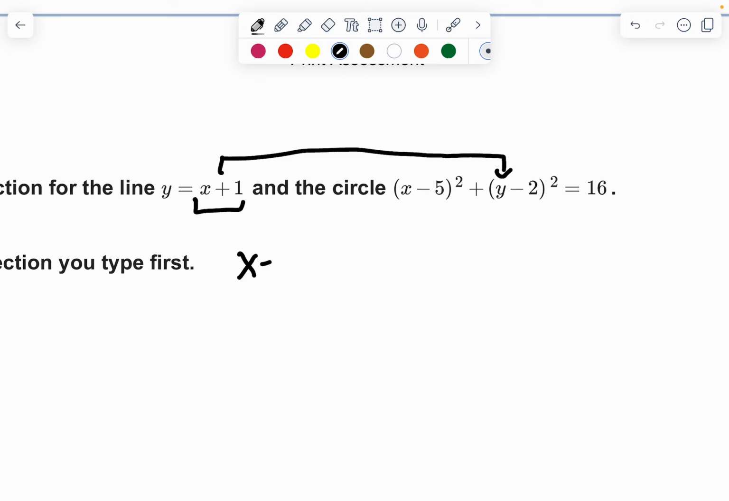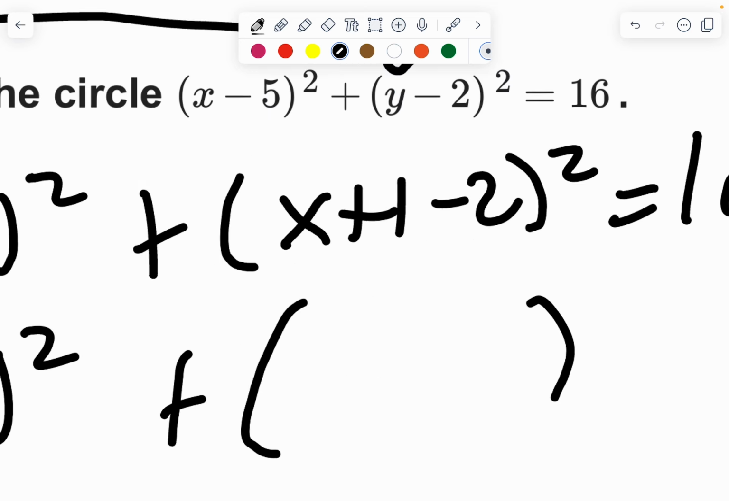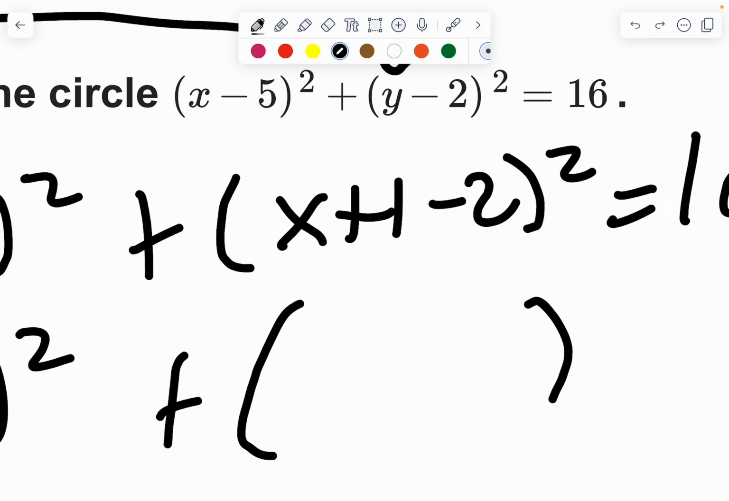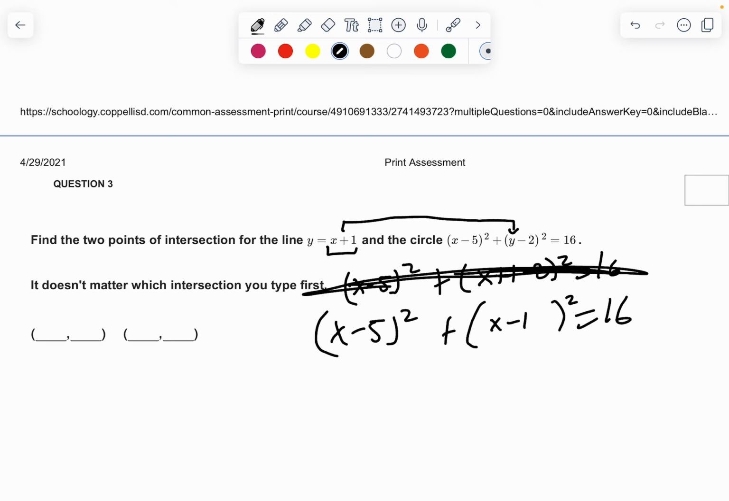So (x minus 5) squared stays the same. And instead of y, we're going to change that to x plus 1, and there's a minus 2. Then I'm going to clean that up just a little bit. What is x plus 1 minus 2? Well, plus 1 minus 2 is minus 1. Equals 16. So boom, nailed it. If you're real good, could you skip this step? Of course. You can go straight to the next one if you understand what you're doing.